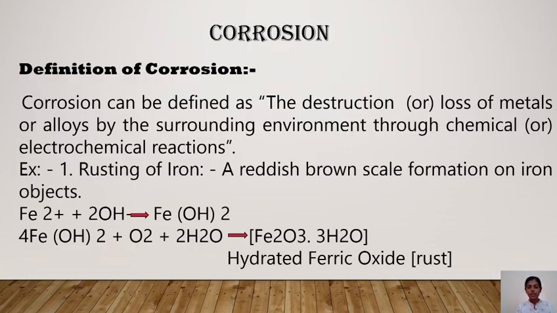Let's delve into the concept of corrosion. Definition of corrosion. Corrosion can be defined as the destruction or loss of metal or alloy by the surrounding environment through chemical or electrochemical reactions. Example, rusting of iron, a reddish brown scale formation on an iron object. Fe2+ plus 2OH- give rise to Fe(OH)2. 4Fe(OH)2 plus O2 plus 2H2O give rise to hydrated ferric oxide.